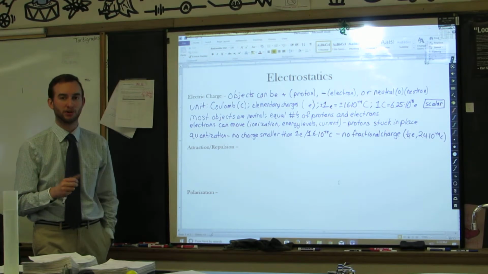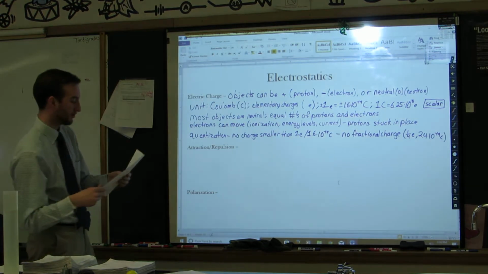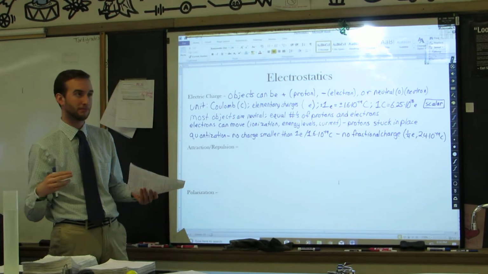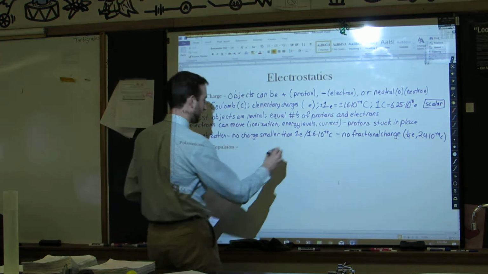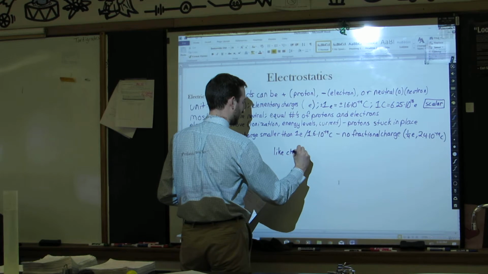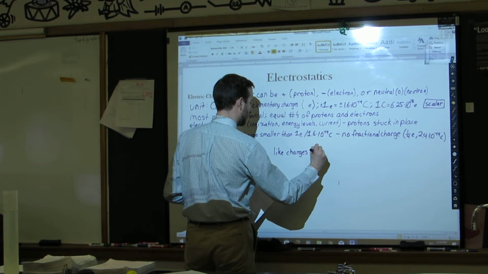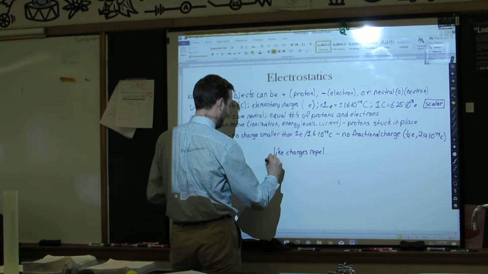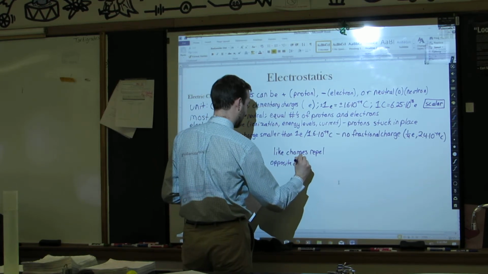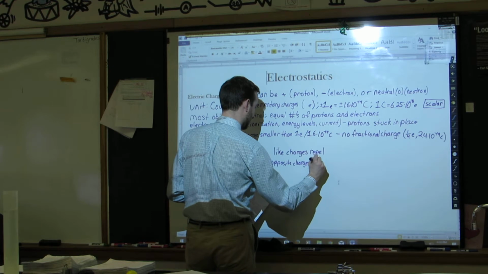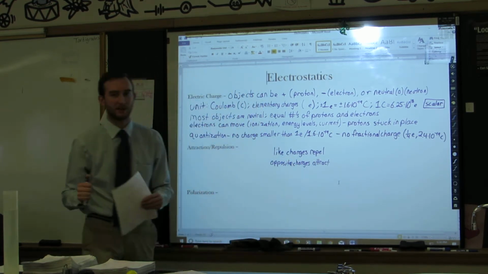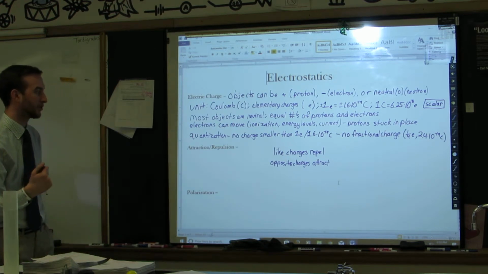On to attraction and repulsion. Really quick, for attraction and repulsion, you knew this probably back in elementary school, probably maybe even earlier. It's similar to magnets. If you have like charges, they will repel. You have opposite charges, they will attract. That's pretty obvious. Like charges repel, opposite charges attract.